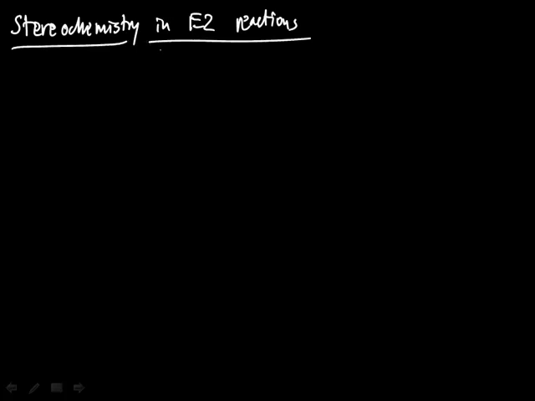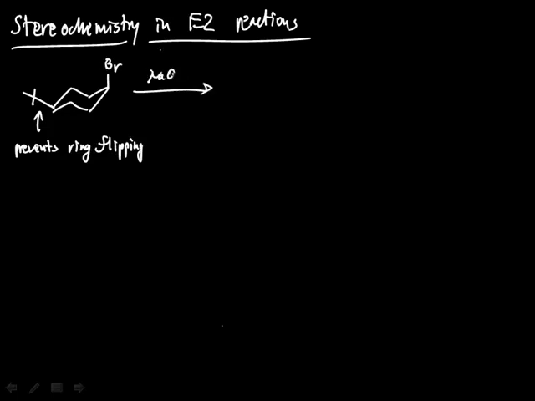A particularly instructive example to look at would be a cyclic system, such as this one, which is also fixed in a single conformation by the presence of this t-butyl group, which prevents ring flipping. If we look at the cis isomer of this compound, then exposure of this isomer to base will lead to the fast formation of this alkene product.